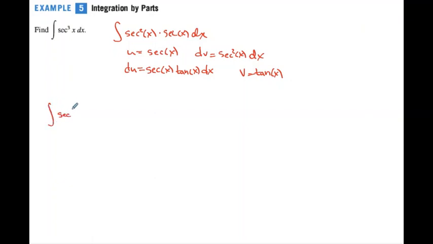This is one of those special problems where we're going to use a couple of different techniques. So here's the original question, and then we're going to say, well, now we need to follow with uv, so it's secant x times tangent x, minus the integral of v times du, so it's going to be secant times tangent squared x dx.